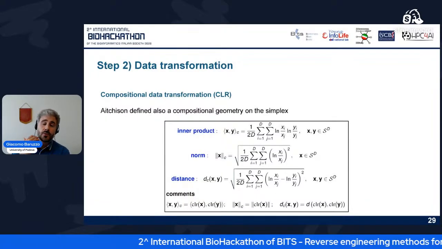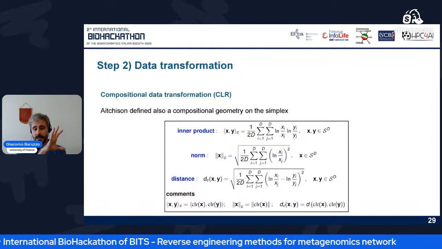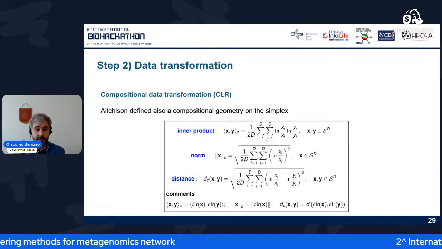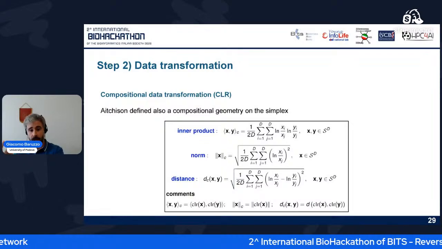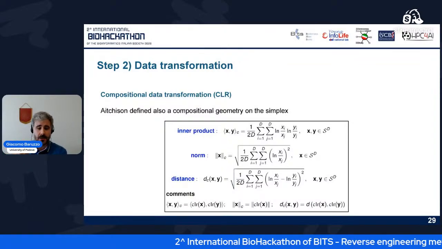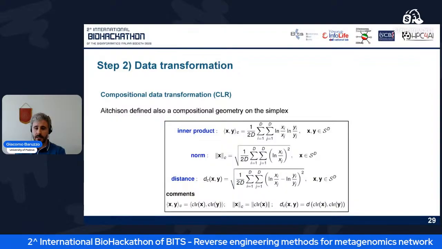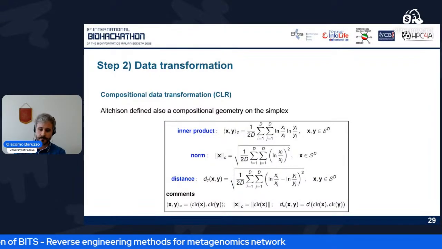Aitchison did even more. Even if you don't want to move your data from compositional, so from the simplex to the Euclidean space, he developed an entire geometry that allows you to perform, for example, distance or norm operations directly in the simplex, but now in a correct way. So this is less common in bioinformatics analysis, but is a very important series of functions that you may want to use even in other research fields.